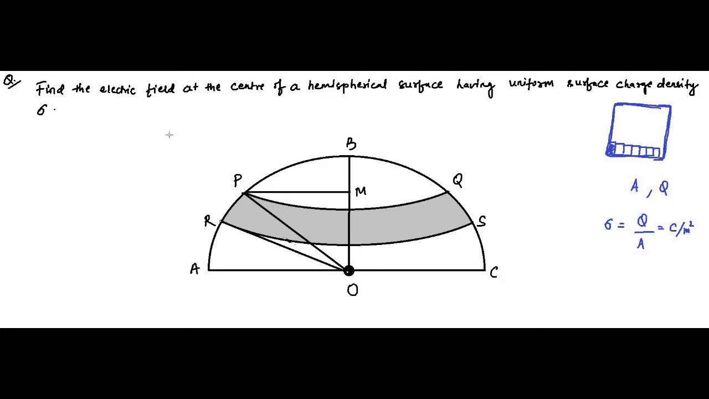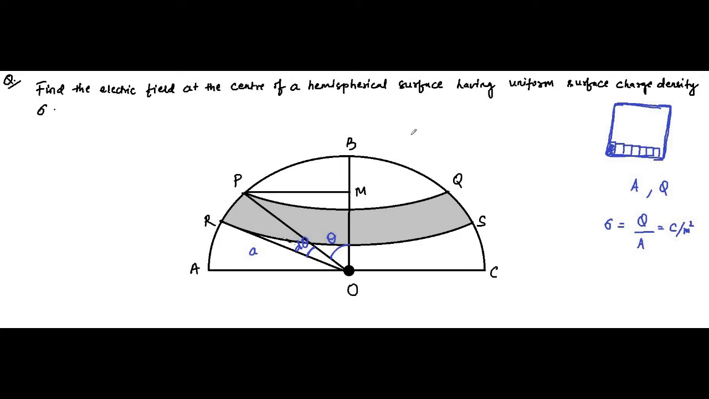Now the radius of this surface is equal to A. Let's use a different ink color. This radius is equal to A. Let the angle subtended between these two points be d theta. Let me write it here. This angle is d theta, and this angle is, let's say, theta.